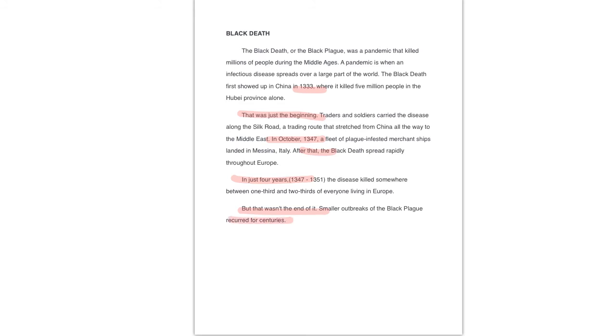So in this short writing, you're seeing dates, you're seeing things like in the beginning, after that, in just 4 years, reoccurred for centuries. So you can see that this Black Plague reading really does it in sequential or chronological order, when it started and how long it continued. So this is an example of chronological or sequence.